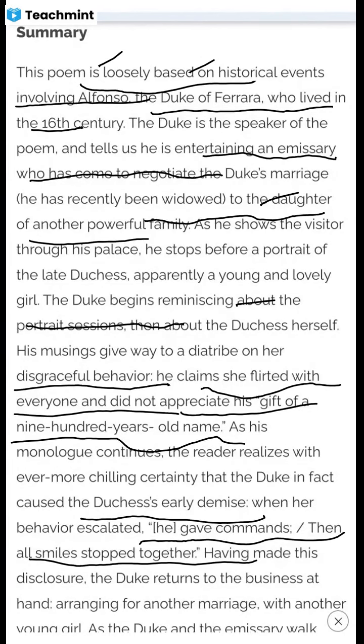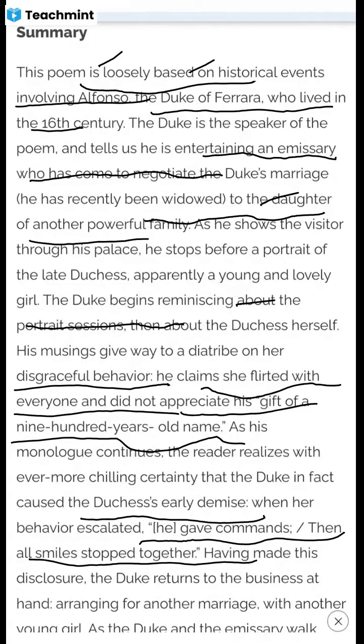Second point I would like to tell you: the Duchess is just the opposite of the Duke. The Duchess is kind-hearted, generous, benevolent, open-minded, and she has a modern thought or modern ideology. This type of behavior is not liked by the Duke, and the Duke gives a command to stop all her smiles, and in this way all her smiles were stopped.